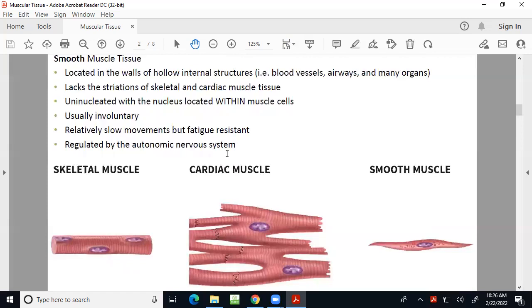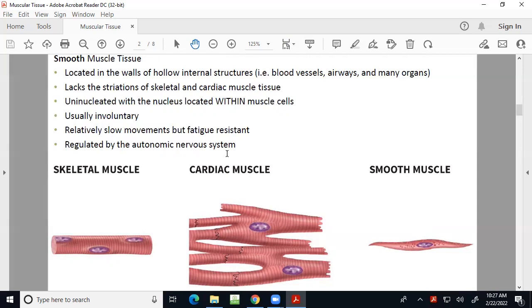It's called smooth because it's going to lack the striation, so it doesn't have those light dark bands that we've seen in skeletal and cardiac muscle tissue. Like cardiac, it's uninucleated. The nucleus is located within the muscle cells. Usually it is involuntary, like cardiac muscle. An important feature is that it's relatively slow moving, but fatigue resistant. So it doesn't get tired, which is great.